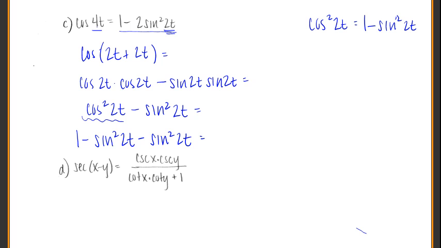And combining the two terms together, you have a negative sine squared 2t and negative one more of them, so a total of negative 2 sine squared 2t. And we have our answer, so we can call that one done.